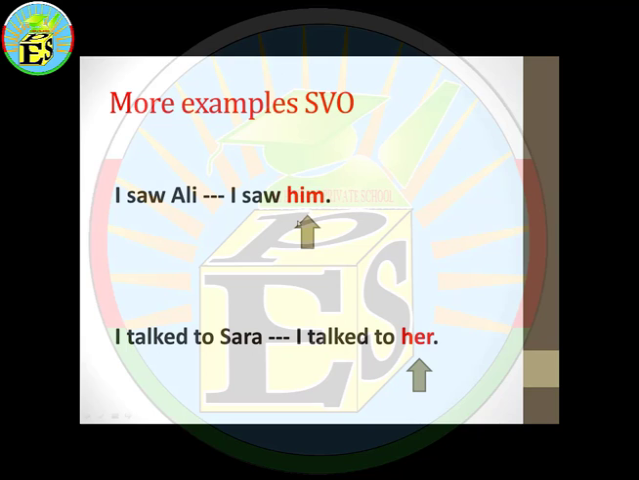I saw him. Him here is related to Ali. Alright? The second one, I talked to Sarah. I talked to her. So the object pronoun, this is subject, verb, preposition, and object. So the object pronoun for Sarah is her. She's a girl, and him because Ali is a boy.